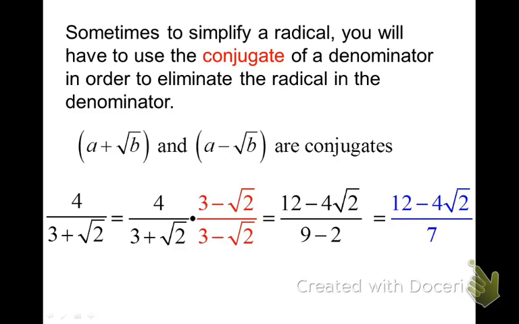Now, how do I know that that's simplified? Well, there's no perfect square under the radical, there's no fraction under the radical, and there's no radical in the denominator. So this is simplified.